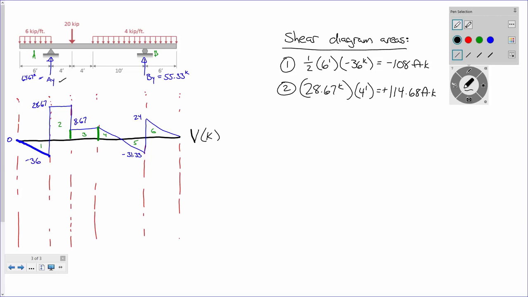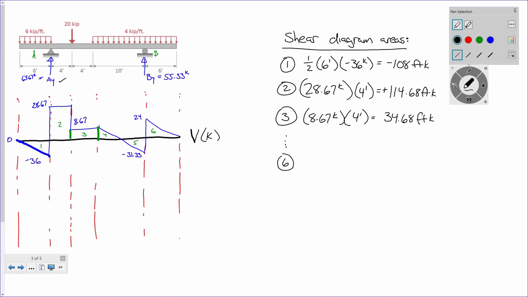And that's positive, right? 3, okay. Now 3, we've got 8.67 times 4 feet, which is 34.68, and that is foot kips. Now, 4 and 5, we're going to have to discuss that a little bit. So I'm going to skip that for now.